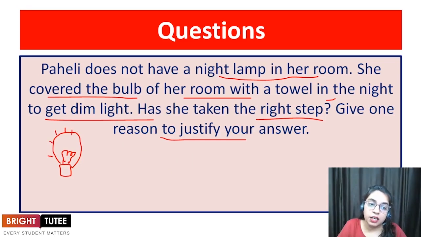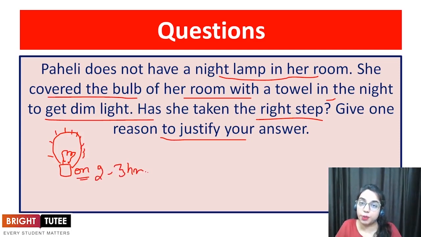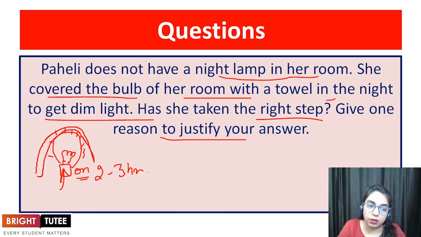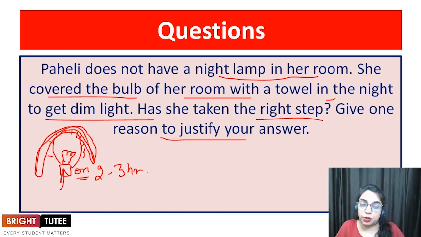Why? Because if the bulb remains on for a lot of time, say for a period of 2-3 hours, what will happen? It will produce heat energy, because we have studied about the heating effect of electric current. Whenever the current is flowing through the bulb, it is glowing and it will produce heat energy. And if you place a towel or any cloth over this bulb, it can catch fire. So you should never do this. Okay children, be very careful around electrical appliances. Okay, so let's move to the next question.